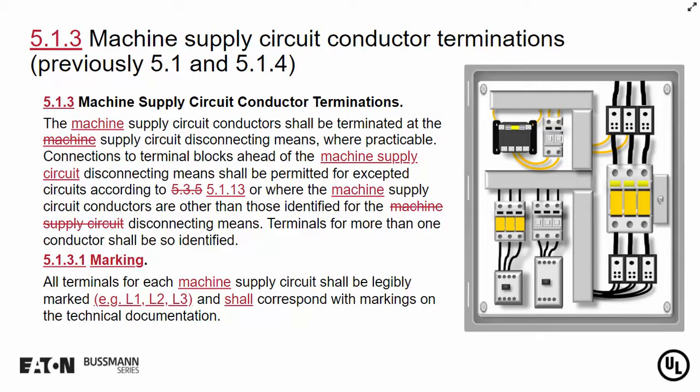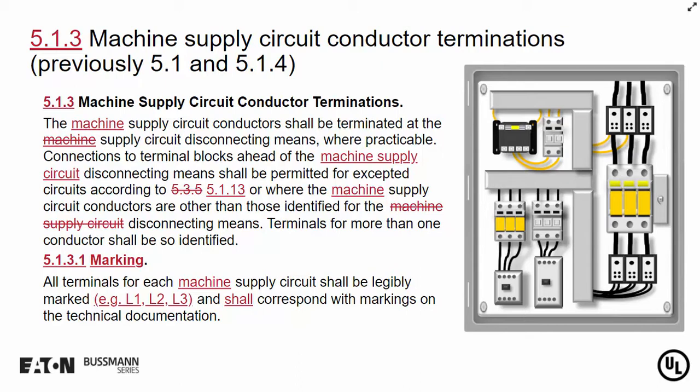So let's talk about what this requirement means. Basically this requirement stipulates that the machine supply circuit conductors must be terminated in the machine supply circuit disconnecting means, again, where practicable. If we have to have connections to terminal blocks ahead of the machine supply circuit disconnecting means, those are permitted only for accepted circuits, and we're going to talk in detail about accepted circuits in the next webinar on Chapter 6 and electrical hazards, or where the machine supply circuit conductors are other than those identified for the disconnecting means. All terminals for the machine supply circuit are required to be marked.